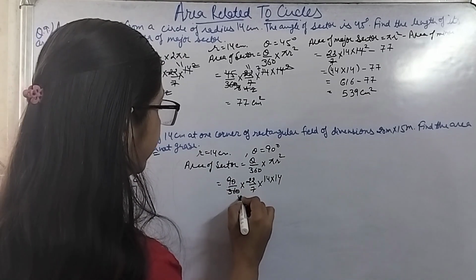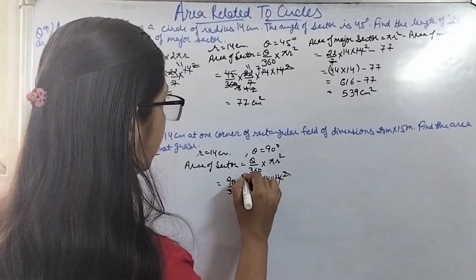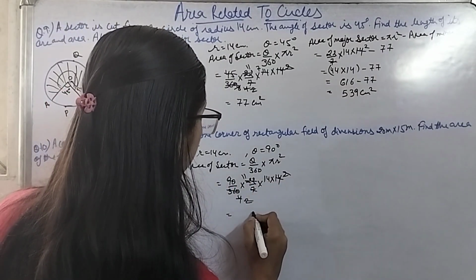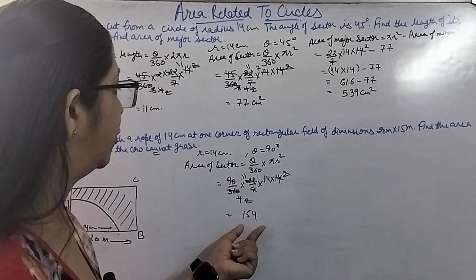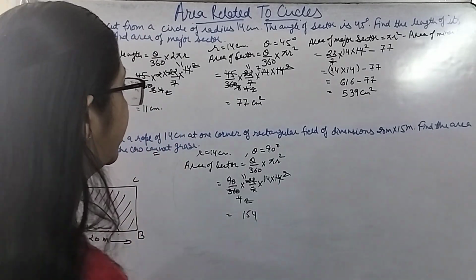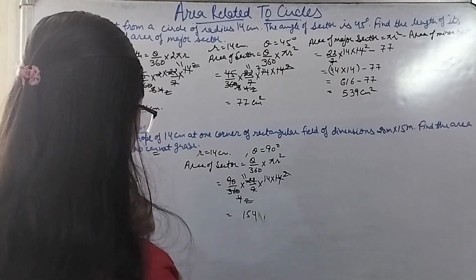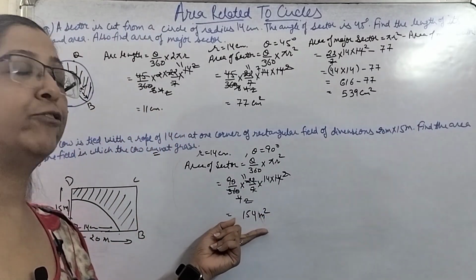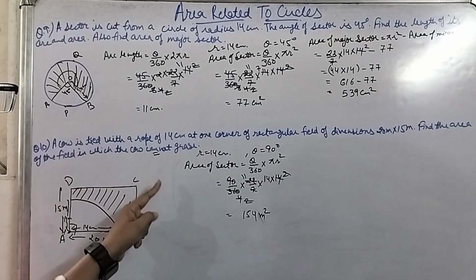4 9s are 36. 7 2s are 14. 2 times 2, 11 times. So it will be 11 4s are 44. 4 11s, 1 is 11 and 1, 15. 154 will be the area of the sector, and the unit will be meter square. Over here it is in meter. So the area of the sector will be 154 meter square. This is this area. Now the area of the rectangle.